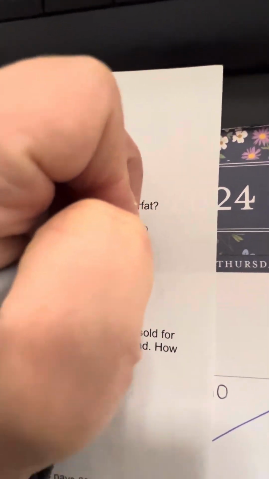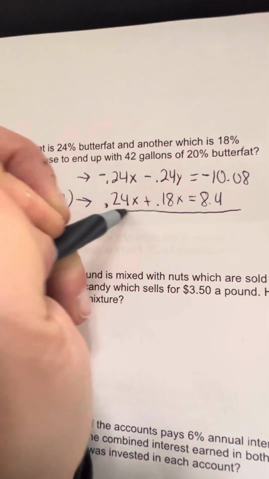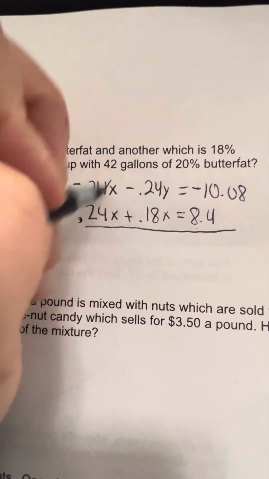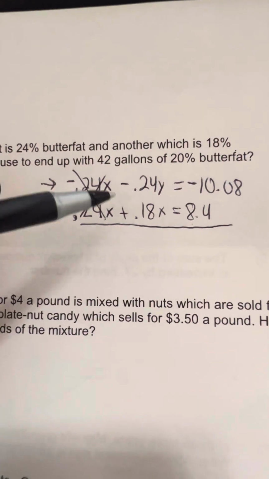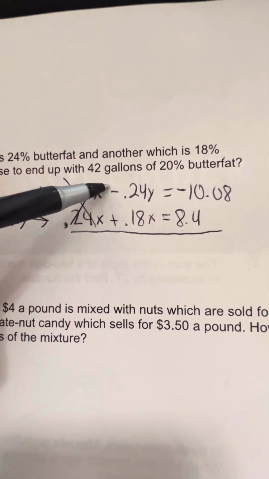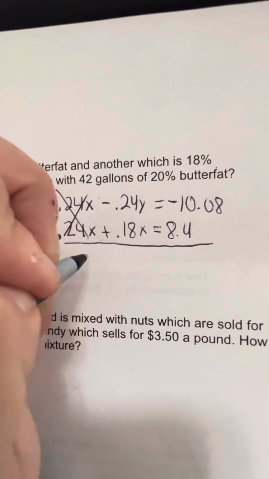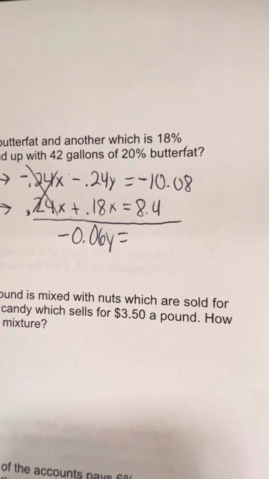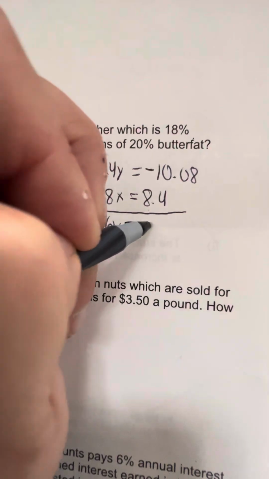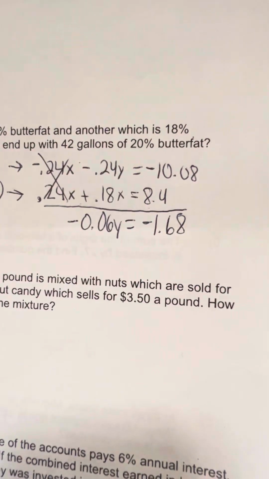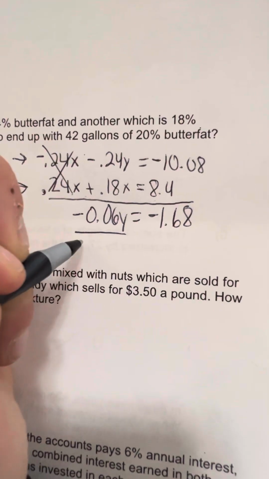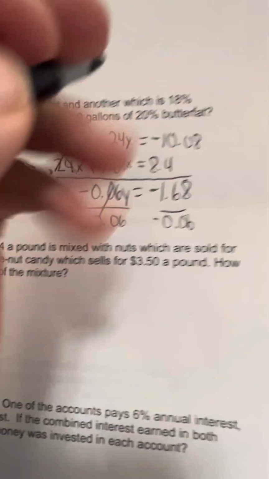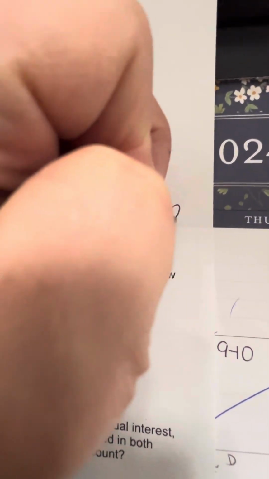Don't freak out because you have a negative answer. You're actually going to end up with negatives on both sides, so that's okay because it's going to even out at the end. So the goal was to get rid of the x's, which we did. We add these together. When we add the negative 0.24y and the 0.18y, we end up with a negative 0.06y. And then over here, negative 10.08 plus the 8.4 ends up giving me a negative 1.68. Then I want to get y by itself, so I'm going to divide both sides by negative 0.06. And when I do that, that leaves me with a y value that is equal to 28.